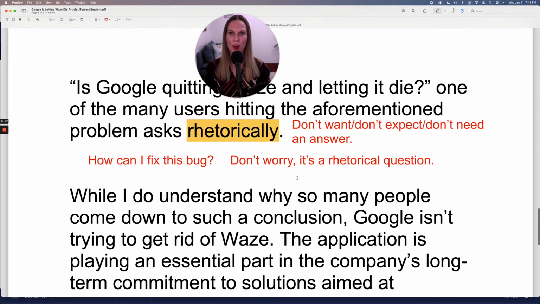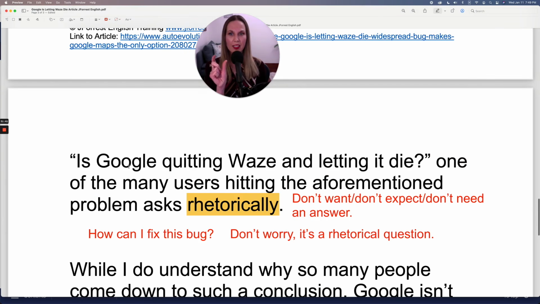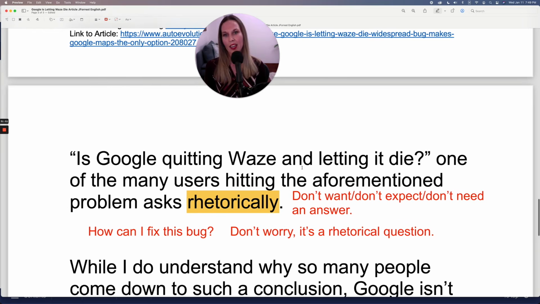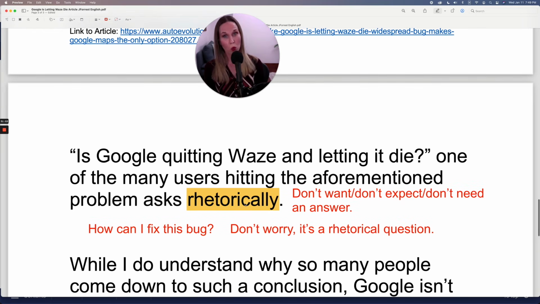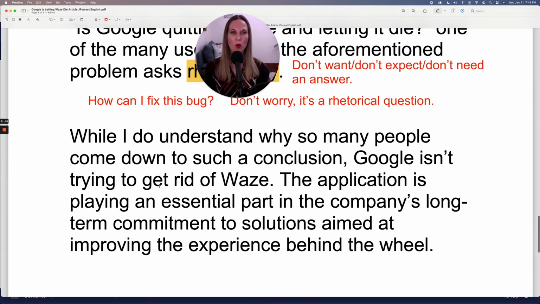Let's continue on. So in this context, is Google quitting Waze or letting it die? He wasn't actually expecting anyone to answer that. He was just saying it out loud. That's what rhetorically means in this context. All right, let's continue on.